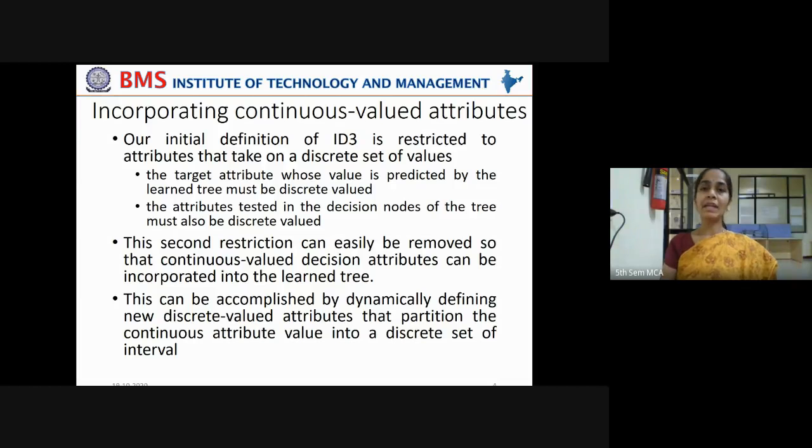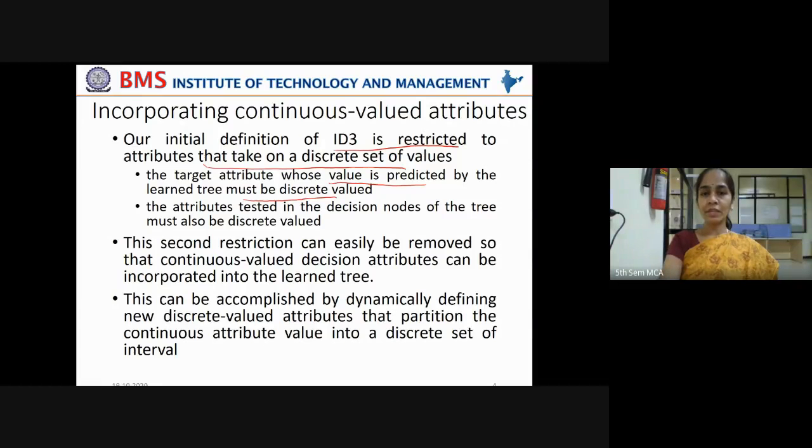done? Normally decision trees work very well with only discrete valued data, but in order to incorporate even continuous valued attributes, what measures have to be taken? How to address these issues? Let us see. Our initial definition of ID3 is restricted to attributes that take on a discrete set of values. Yes, we know that. Now, the target attribute whose value is predicted by the learned tree must be discrete valued. That is a restriction, right, on decision trees.